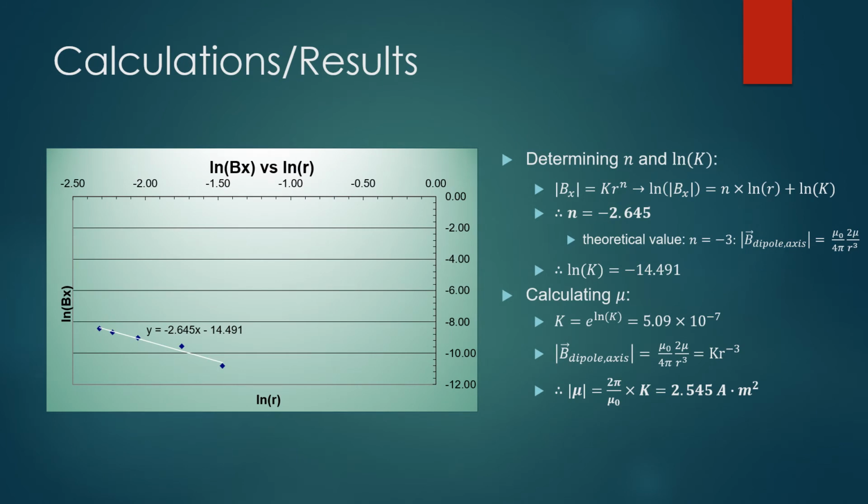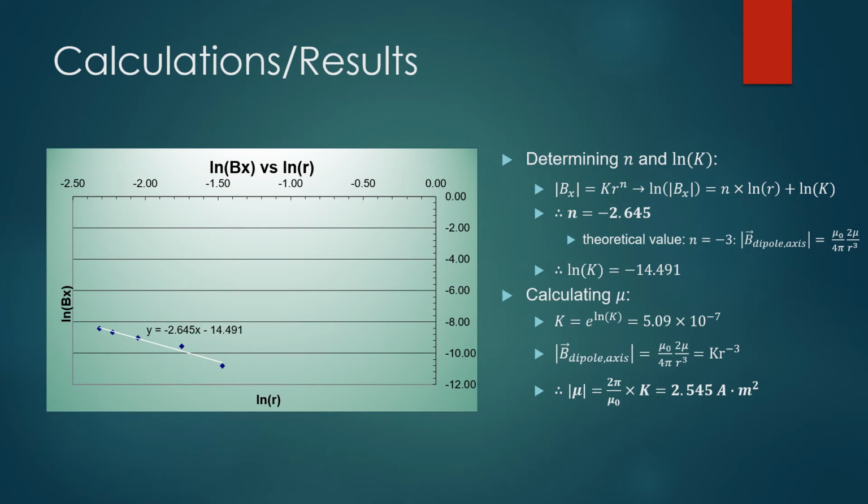And now for calculations and results. The chart on the left shows the data calculated from step 1 of the experiment, as well as the line of best fit. And we can use this line of best fit and map it to the equation shown here, n times ln of r plus ln of k. And we can see that n is simply the slope of this line, which is negative 2.645. And we see that the theoretical value of n, negative 3, is very close to this experimental value of n.